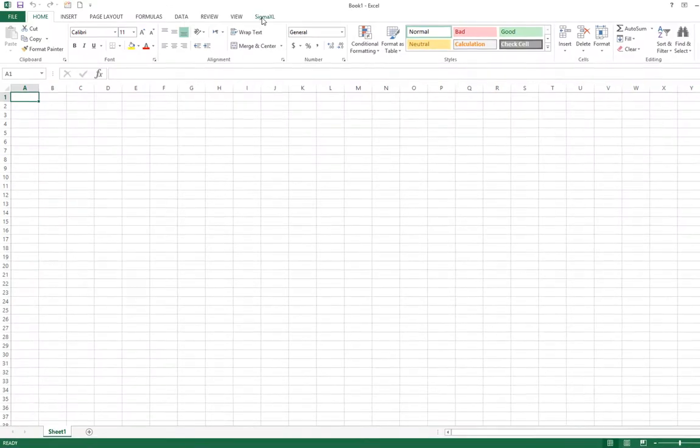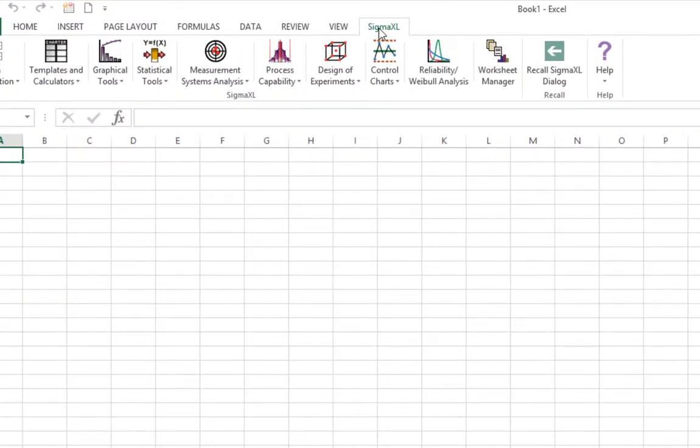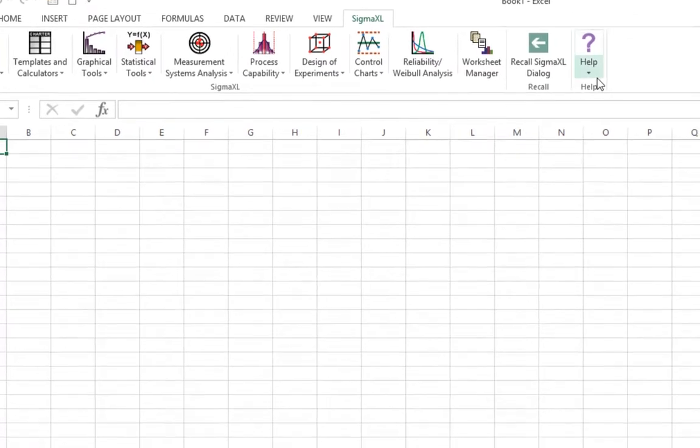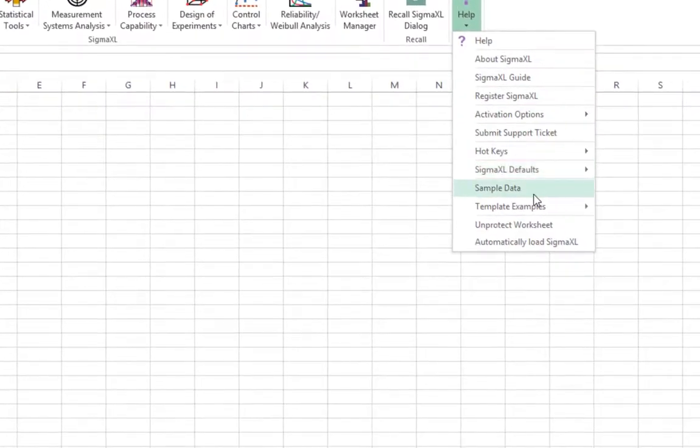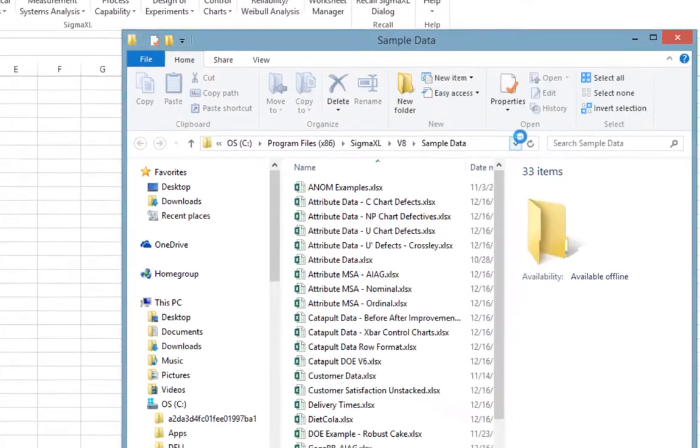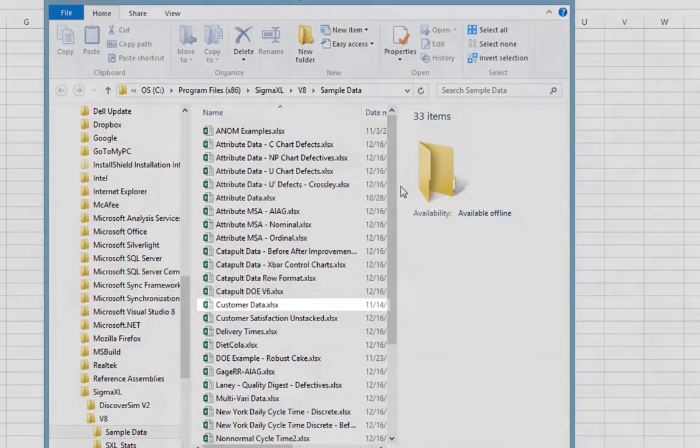Our sample data set can be found within SigmaXL. Click SigmaXL, Help, Sample Data, and then find the file customerdata.xlsx.